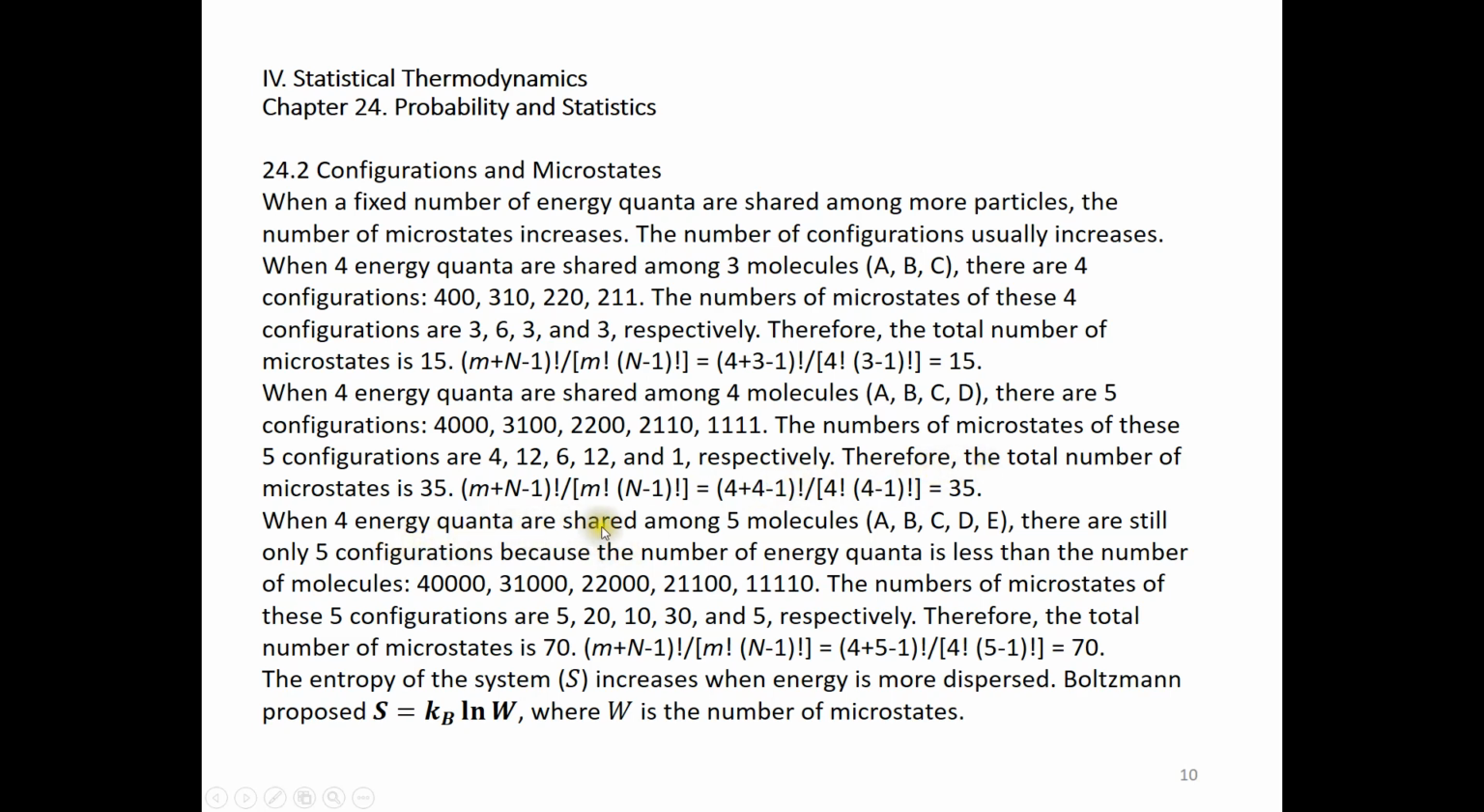When 4 energy quanta are shared among 5 molecules, we still have only 5 configurations. They are here. The numbers of microstates are this. We do have more microstates. It's going to be 70, and also we can verify this 70 microstates using the equation. In this case, M is 4, N is 5. We plug in all the numbers, so we get 70. Alright, we get 70.